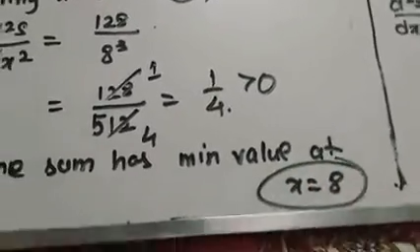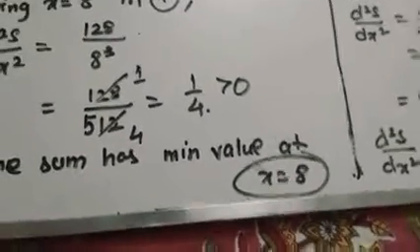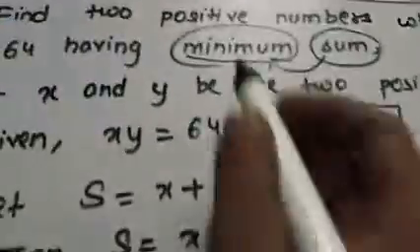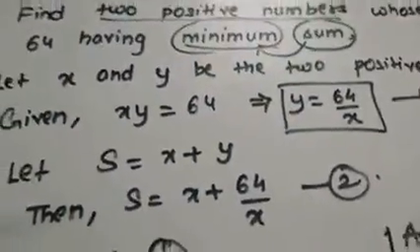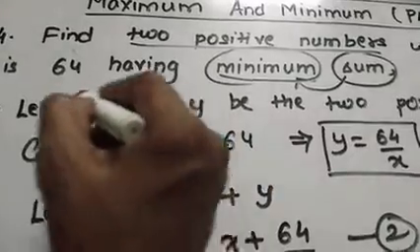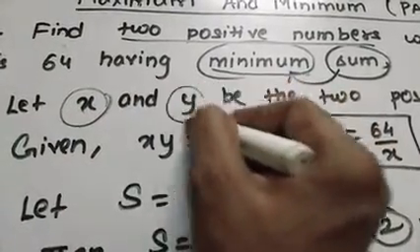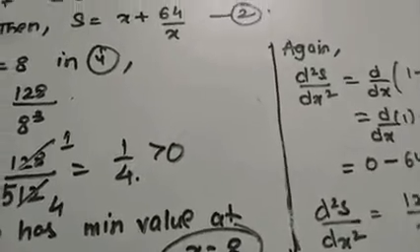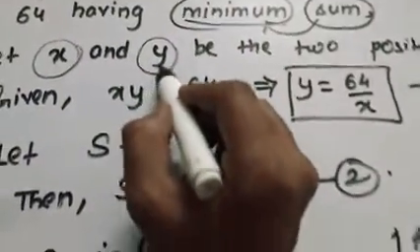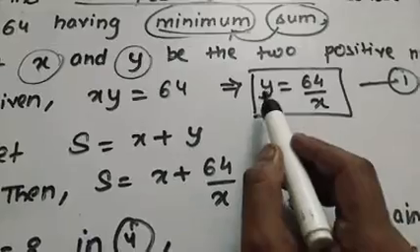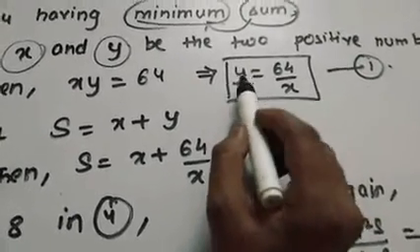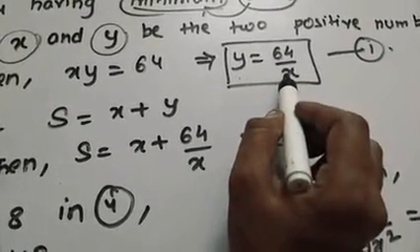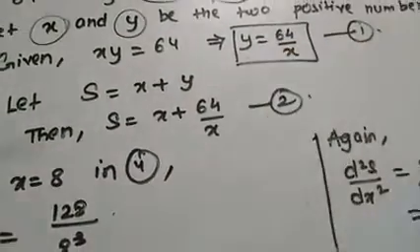So we got our x. So what was the question about? Find two positive numbers. What are the positive numbers? One is x, another one is y. So we have found our x. What is our x? 8. Now next what we have to find? We have to find our y. So from where will we find our y? By the expression number 1. See here, y equals 64 by x. Now we got our x value. We will put that value here and we will get our y.